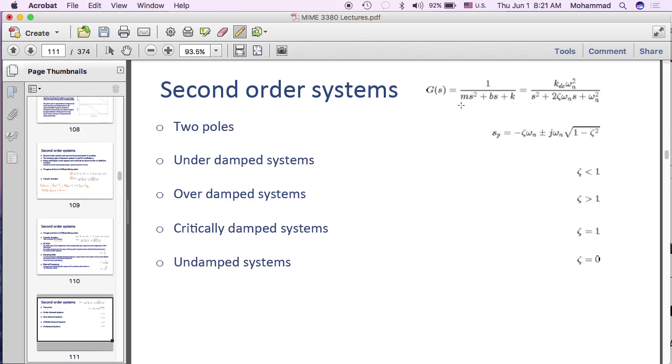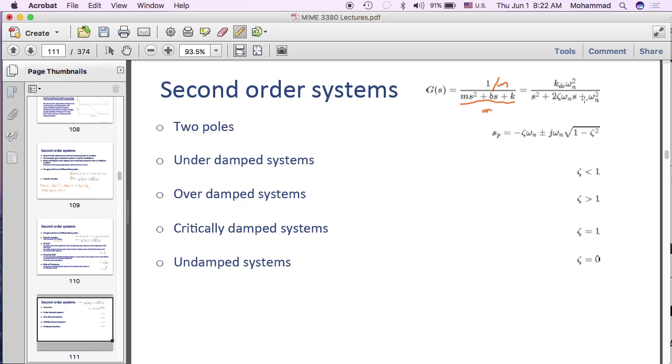So when you divide this portion by m, you have also to divide numerator by m to keep the same ratio. Now it's easy to see that m will drop from here. B over m will be 2 zeta omega n, and k over m is omega n squared by definition. And here you have 1 over m, which would be your kdc times omega n squared. And it should be clear why, because when you set s equal to 0, the first two terms of the denominator will go away. Omega n squared and omega n squared will cancel each other, so what is left is kdc, which we know is equal to 1 over k in our case.